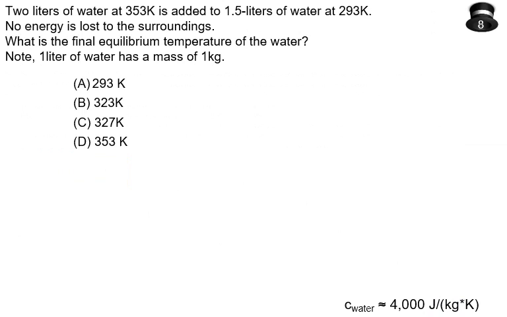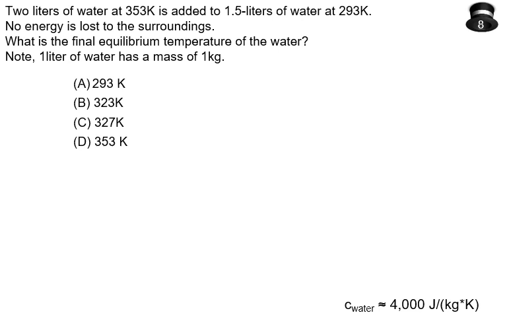So let's say we have 2 liters of water at 353 Kelvin. We're going to add that to 1.5 liters of water at 293 Kelvin. No energy is lost to your surrounding environment. The question is, what is the final equilibrium temperature of the water? And what you need to know is that 1 liter of water has a mass of 1 kilogram, and the specific heat of water is about 4,000 joules per kilogram per Kelvin.